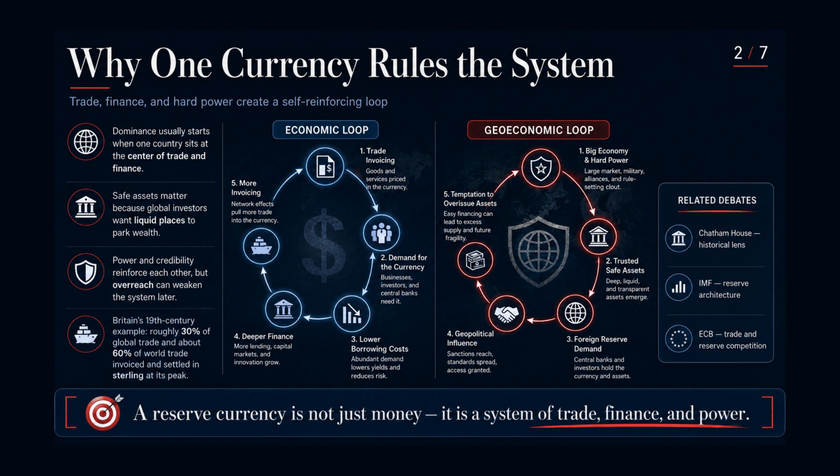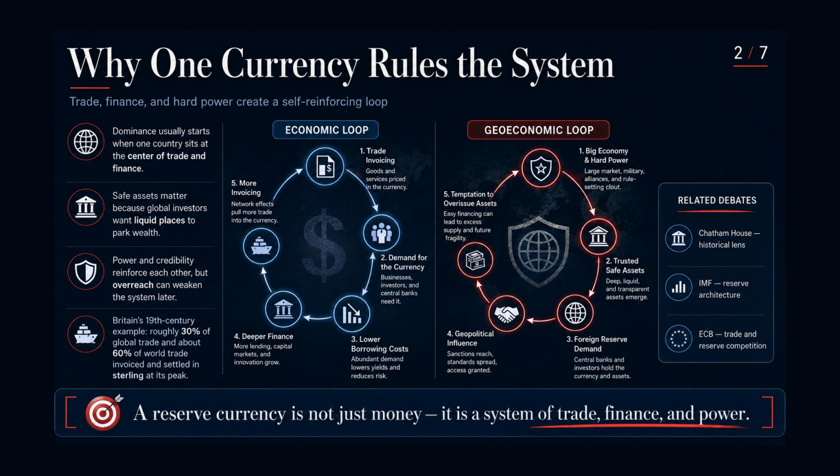This slide explains why a global currency becomes dominant in the first place. A reserve currency is not just money, it is part of a larger system of trade, finance, and power. When many countries trade in one currency, businesses and governments need that currency more often. That creates more demand for it. Then, because the demand is high, borrowing in that currency becomes cheaper. Financial markets become cheaper and deeper. Investors prefer holding assets in that currency because they are liquid and more trusted. This creates a self-reinforcing loop.